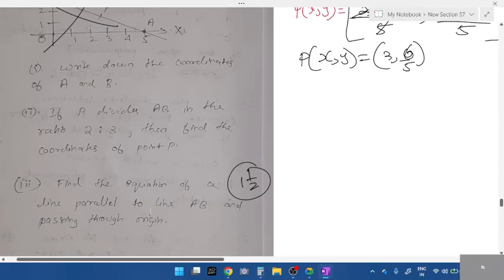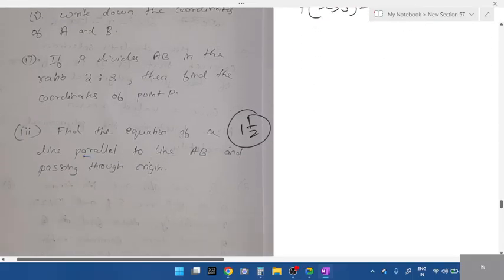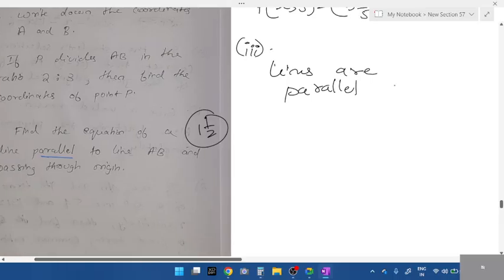Next question. Find the equation of the line parallel to AB. If parallel is given or perpendicular is given, what's the first thing you have to do? Write the formula. Parallel formula is, yes, write like this. Lines are parallel. Mention lines are parallel. Third question. Don't write the entire statement. Don't waste the time. Write lines are parallel. That is M1 should be equal to what? M2. So if M1 is equal to M2, you should find M1. Only then we will get to know that M2 is equal.